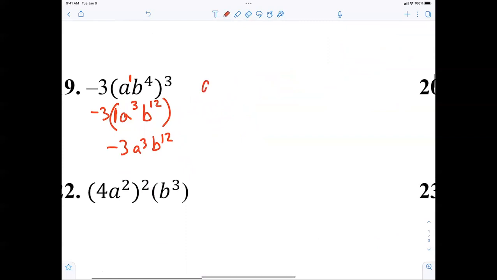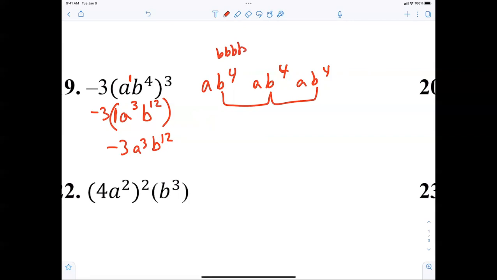So here we go. Listen to this. If I wrote down AB to the 4th, AB to the 4th, AB to the 4th, how many B's altogether? 12, right? B to the 4th means B, B, B, B. That's what I'm trying to teach. I'm not trying to be funny now. I'm trying to show you the logic behind the math.